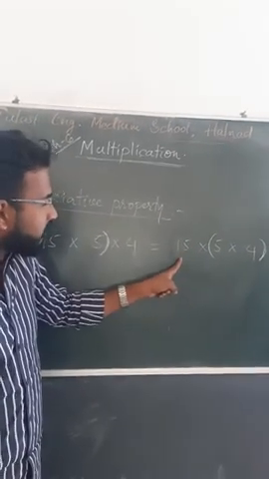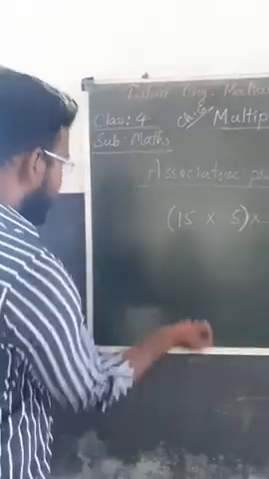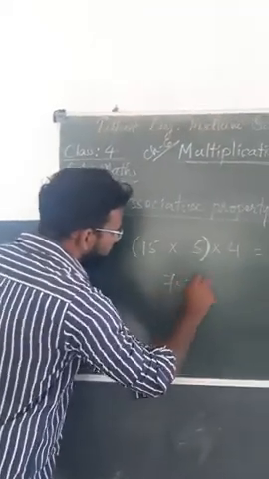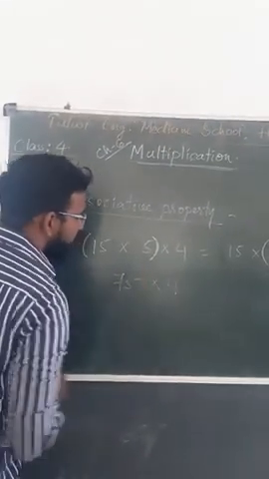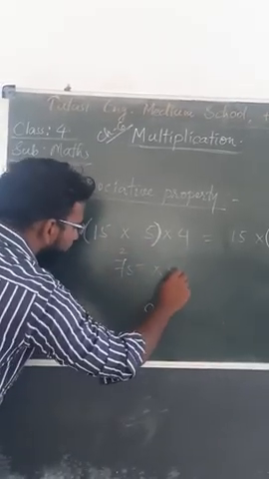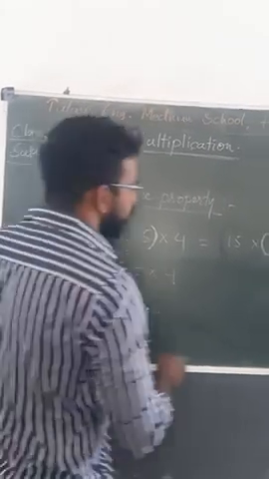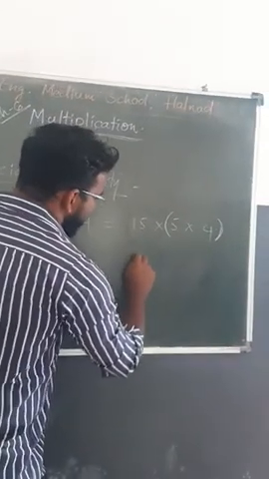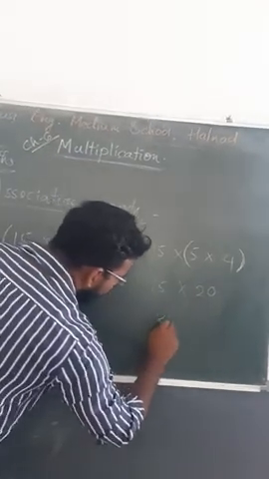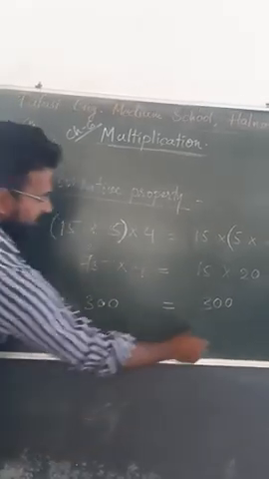So we have to multiply 15 by the product of this. What will we get? 15 into 5 is 75, 75 into 4 is 300. Here, 15 into 20 is clearly 300. Both are the same.